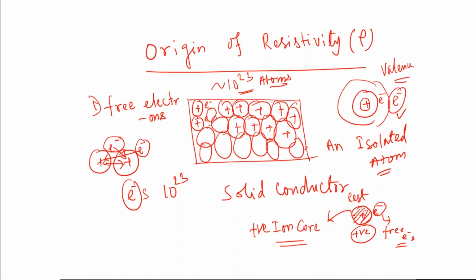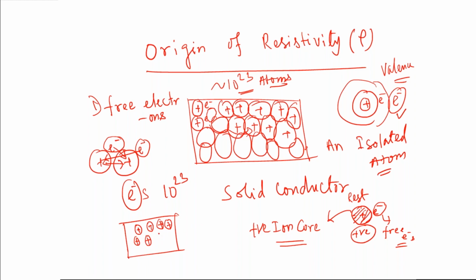They will not be bound to the nucleus or to a particular atom, so they will be randomly roaming around. And while they are moving freely, they have to undergo collisions with these heavy positive ions, the positive cores.